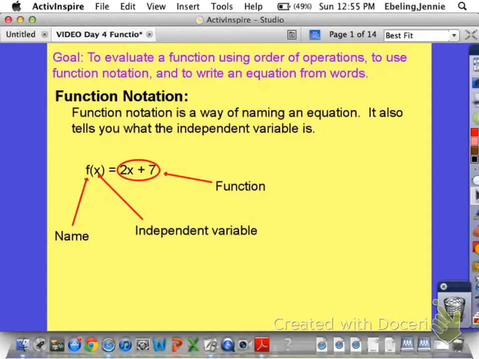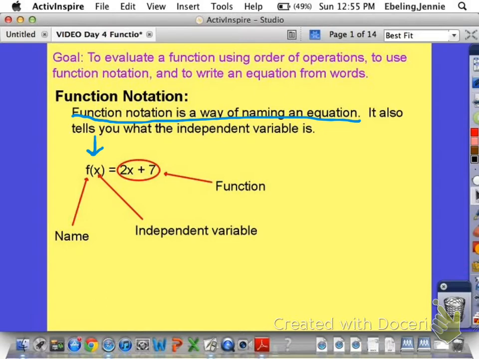First of all, function notation is just a way of naming an equation. So a function and an equation are kind of the same thing. It's just that a function is going to be using something like f of x. It doesn't have to be f, doesn't have to be x. It could be g of x, it could be t of n. It just depends on what letters they chose to use.